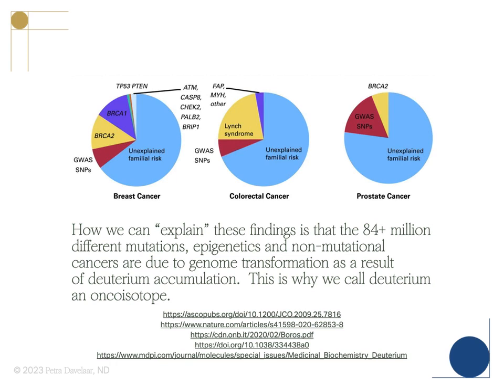Then there are those who, after a cancer diagnosis, undergo extensive genetic analysis and we find no genetic mutations at all. Genome-wide association studies of cancer show that 66 to 80% of breast, colon, and prostate cancer cannot be explained by genetics. How we can explain these findings is that the 84 plus million different mutations, epigenetics, and non-mutational cancers are due to the genome transformation as a result of deuterium accumulation. This is why we call deuterium an oncoisotope.